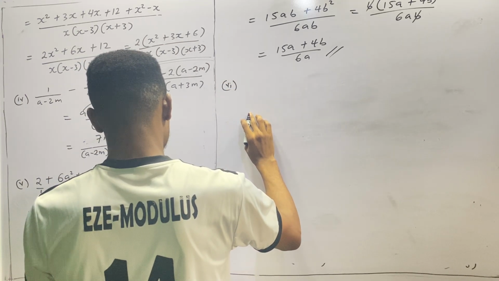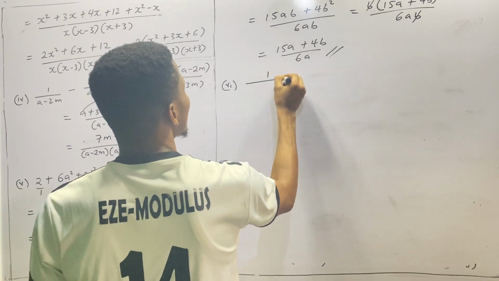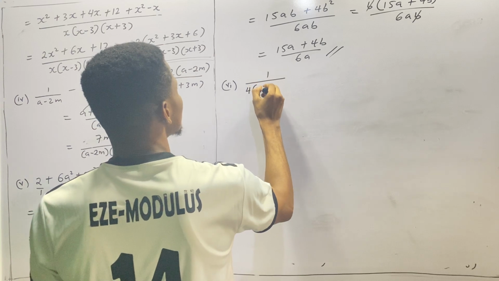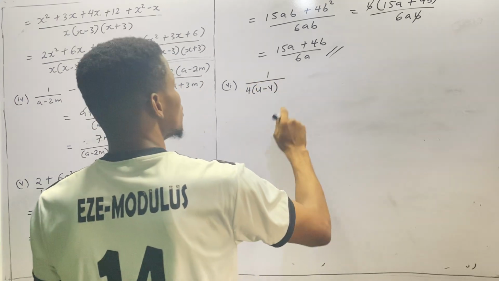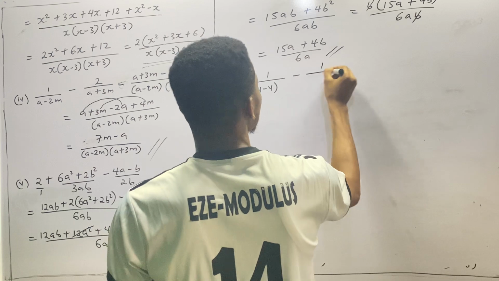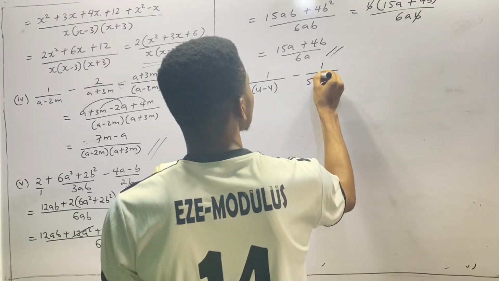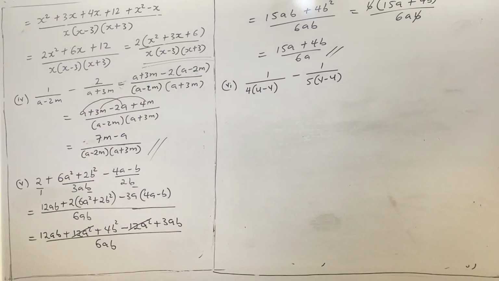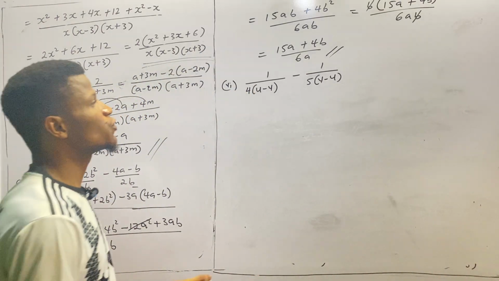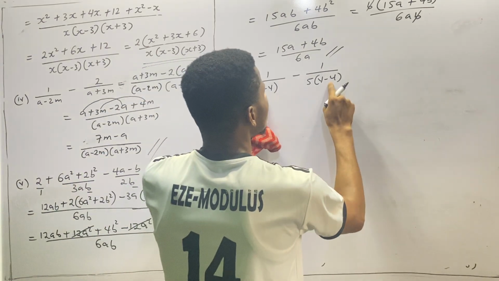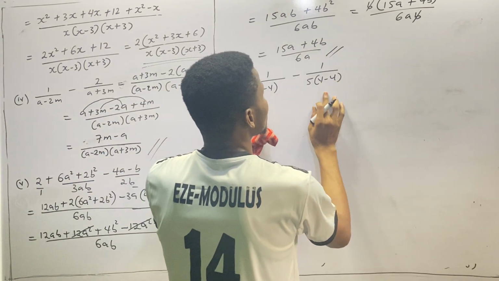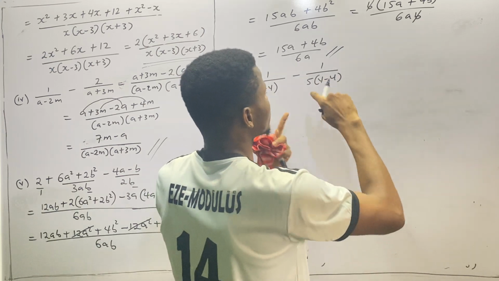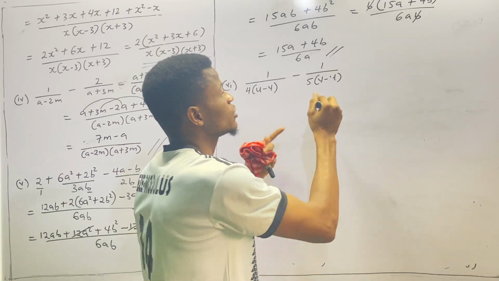VI. So in VI we have 1 over 4 into u minus v, then minus 1 over 5 into v minus u. All right. So in this case, we have solved a problem like this before, whereby we have two terms that look alike. It's just that they are swaps of each other, separated by a negative sign, such that one is a reverse of the other.